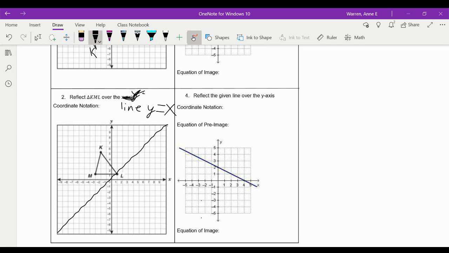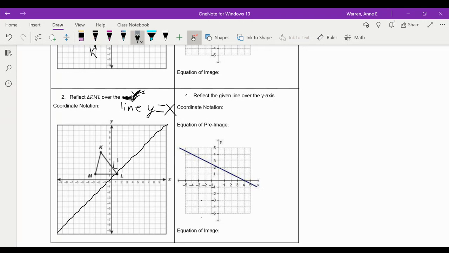Okay. And when I'm reflecting across this line, again, I am just going to start by drawing the reflection, and then I'm going to go ahead and give the coordinate notation. So since the point L is already on this line, that same exact point is actually also going to be L prime. So I'm just going to sort of darken that in and label that as L prime. For M and K, though, I'm going to actually have to reflect it. So there's a couple different ways that you can go about doing this.